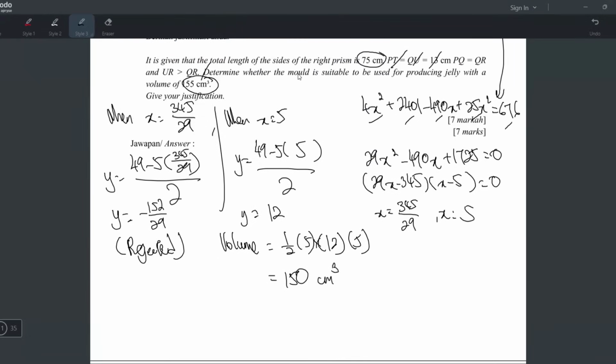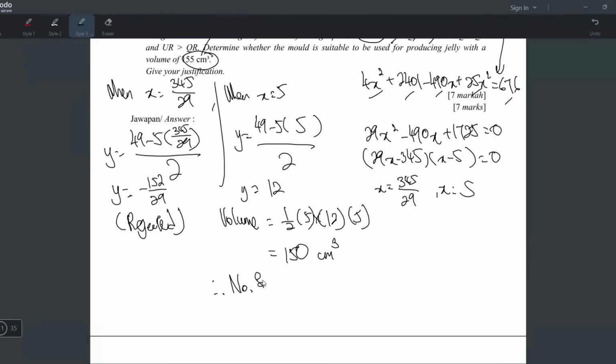Okay. So, determine whether the mold is suitable to be used for producing jelly with a volume of 155. The answer is no, right? Because the volume that comes out is only 150, right? So we say no, and then give a justification. So how do we write the reason? You can write: since 150 cm cube is less than 155 cm cube, therefore the mold is not suitable to be used for producing jelly with a volume of 155 cm cube.